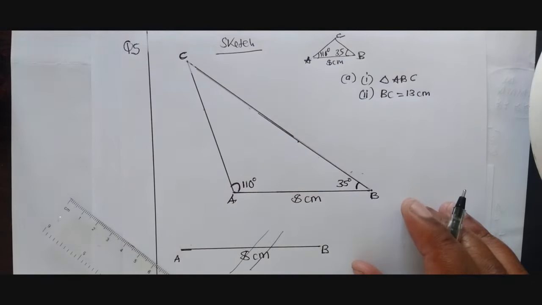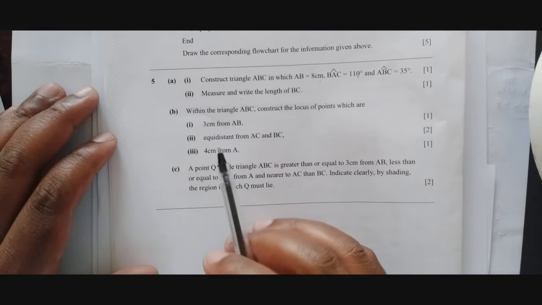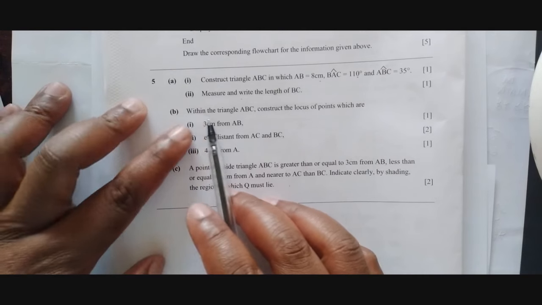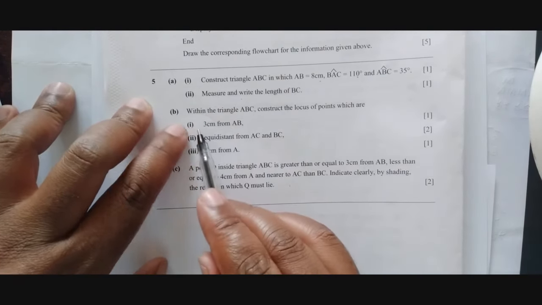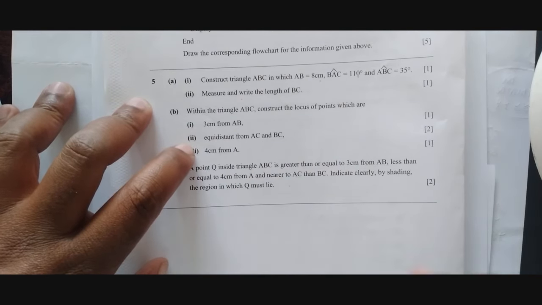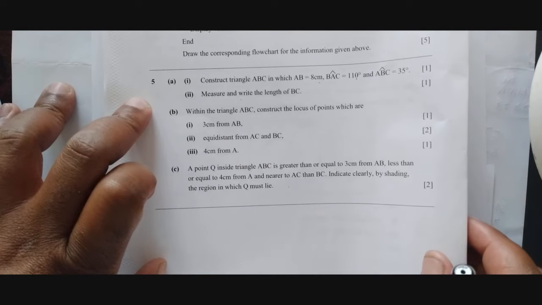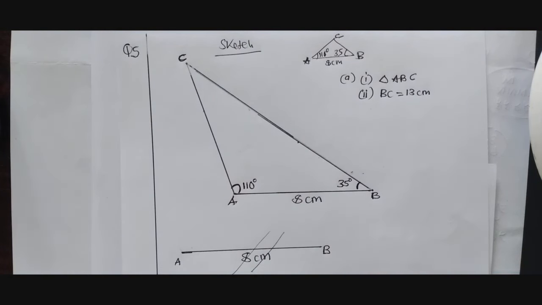Go to B. Okay, so for B we are saying within triangle ABC, construct the locus of points which are 3 centimeters from AB. Right? Please copy these questions so that we go through them together. 3 centimeters from AB.